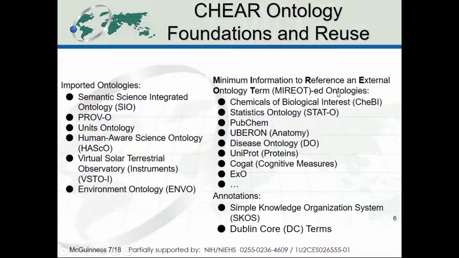And then this is a really important notion: the minimum information to reference an external ontology term, or MIREOT. So wonderful giant ontologies, really useful, but they're really big. So we just reference those terms. So we reference CHEBI, STATO, PubChem, Uberon, the Disease Ontology, UniProt, CogAt, ExO, and this is growing because basically we put stuff in as we need it. And then we use annotations from SKOS, the Simple Knowledge Organization System, and Dublin Core.